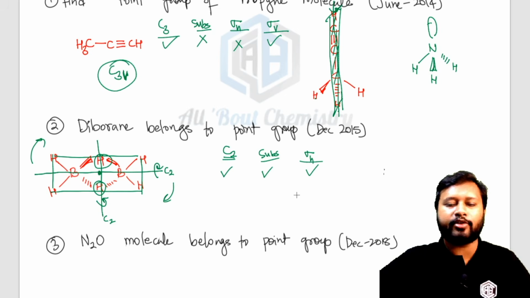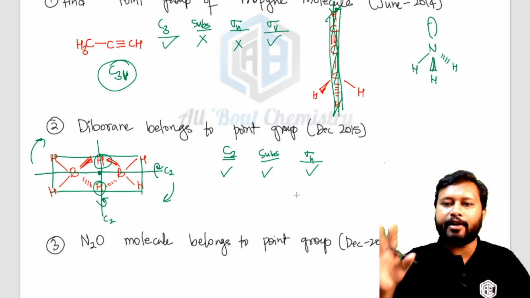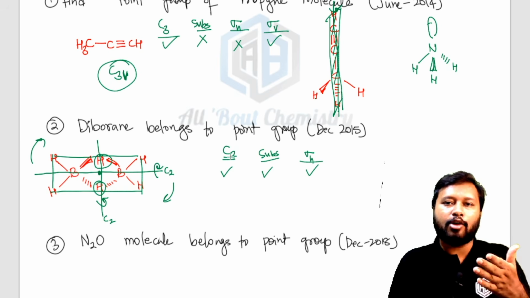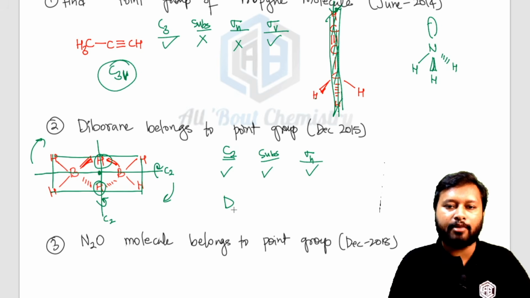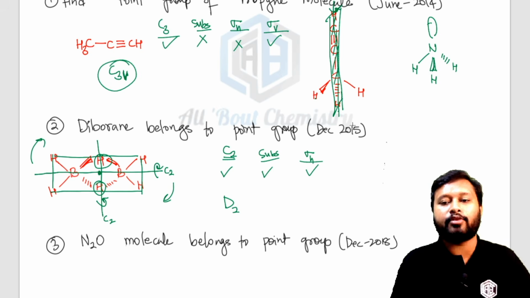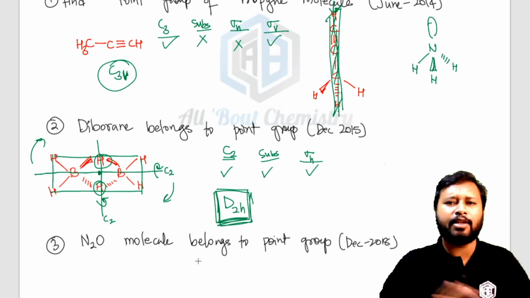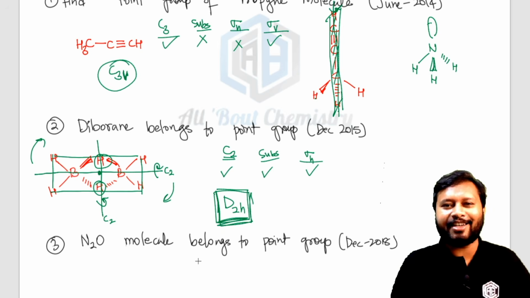Now you don't have to look for sigma v, whether it is there or not, it doesn't matter. See what I told you, that if you have a principal axis and subsidiary axis, that will make it Dn. Now the principal axis is C2, so this will become D2, and because you have a horizontal plane, the point group for this will be D2h. D2h is the point group for diborane. Simple and straightforward. Let's see the next question.